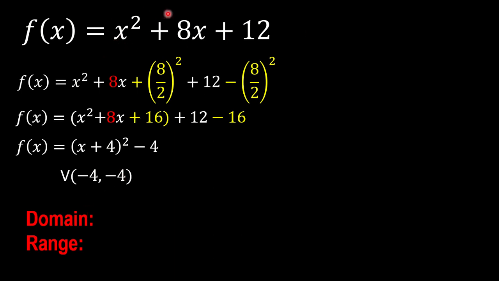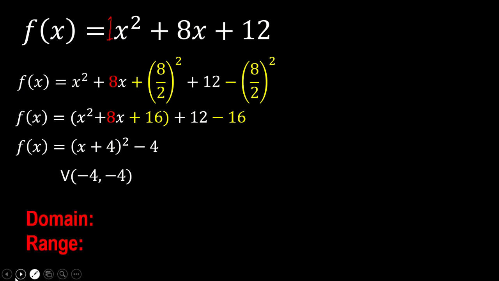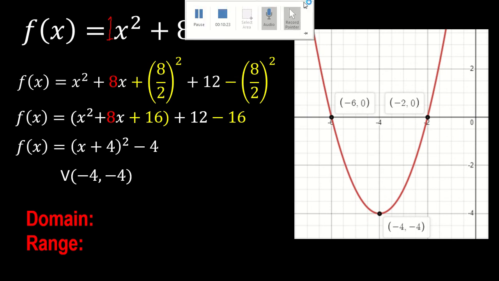As you notice, the value of a here is 1, and 1 is positive. So since 1 is positive, we can say that this parabola opens upward. If we graph that, we have negative 4, negative 4 as our vertex. You can use your Desmos graphing calculator to graph it easily, but here we can sketch it: just negative 4, negative 4, then extend it on both sides.